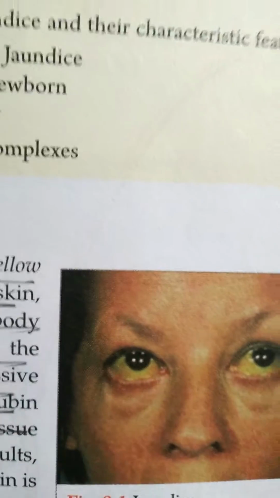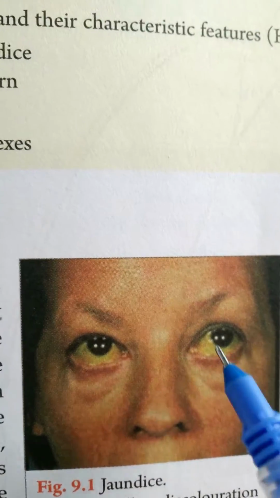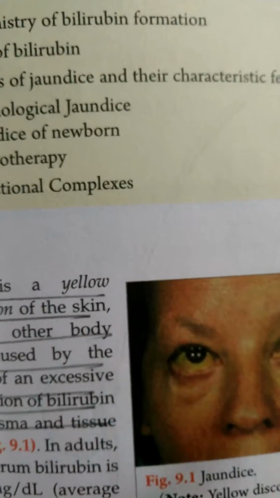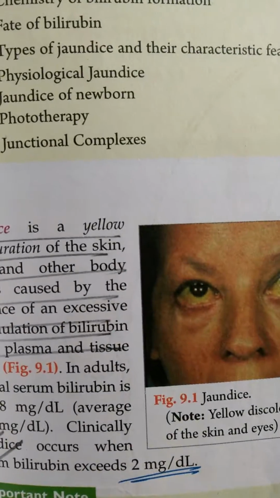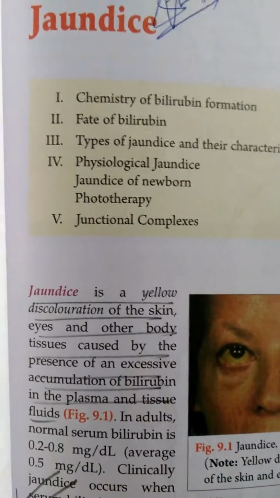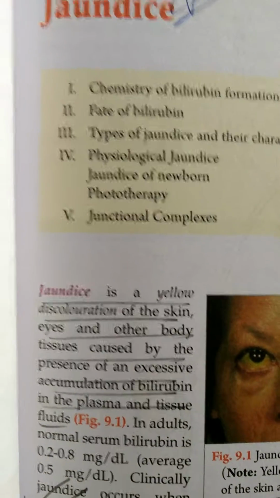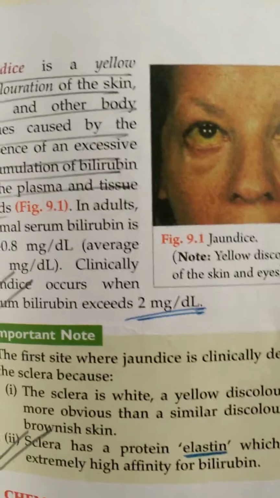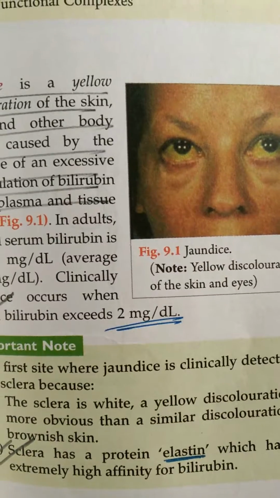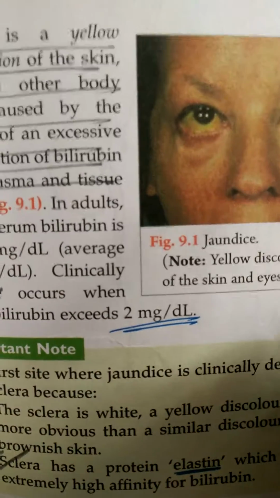And you can look in this picture, this lady with the yellowish eyes. You can clearly see the sclera, this white portion of the eye, has turned yellow. What we should know is why we look into the sclera for jaundice. Actually, sclera is white, so yellowish discoloration is more obvious. And secondly, sclera has a protein, elastin, which has an extremely high affinity for serum bilirubin.